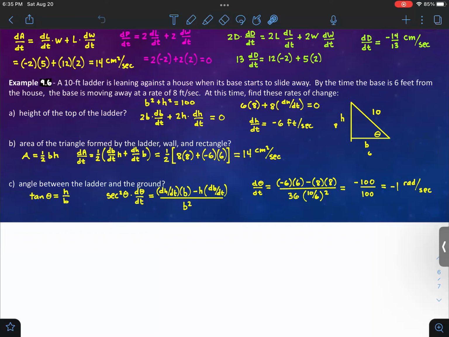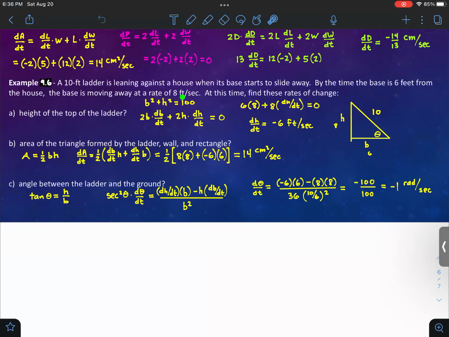So we want to start with an equation that relates these variables. And the easiest one to go for, again, is Pythagorean theorem. B squared plus H squared has to equal 10 squared. Differentiate every part of that. Even the right side, being a constant, goes to 0. Then we start plugging things in. Okay.